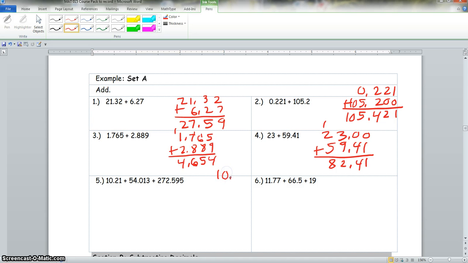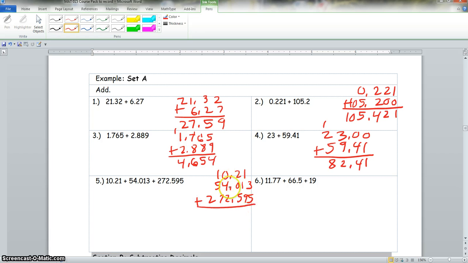Okay, now we're going to add number 5. So we add 10.21. And then we will have, in front of our decimal, we have 54.013. And then finally, we will have 272.595.